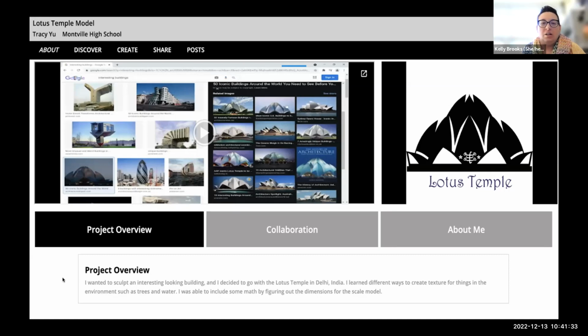She recreated the Lotus Temple to scale. So she has her math figurations in there, with how she figured out the size of the pieces that she was sculpting.